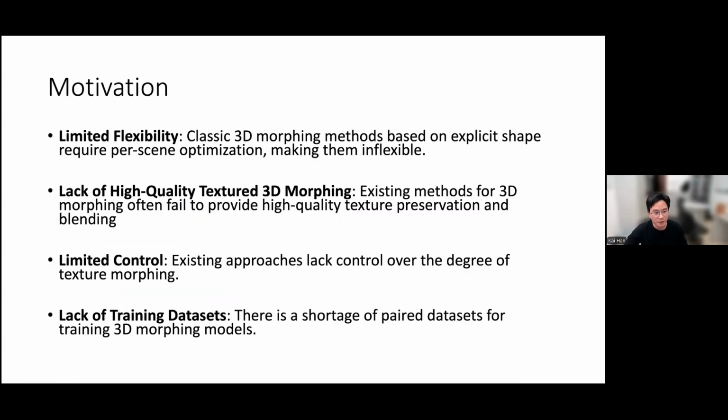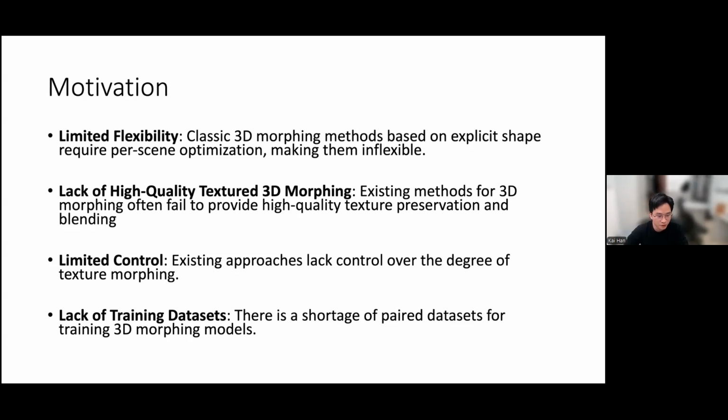But the problem for morphing is that existing methods have limited flexibility. They need per-scene optimization, and other techniques tailored to specific types of objects, and they lack high quality textured 3D morphing. Most of them can only handle pure shape, without texture, and there's little control to say I want to maintain a certain portion of the texture, or I want to apply only a certain portion of the target texture.